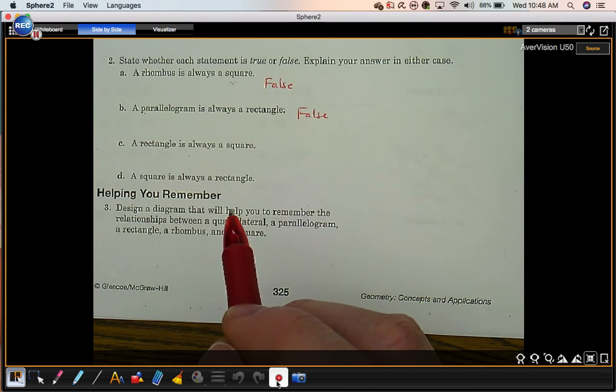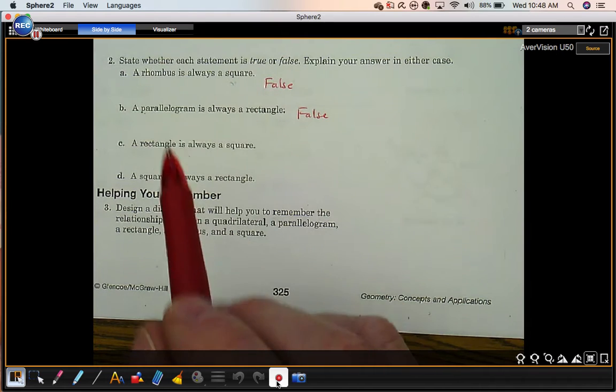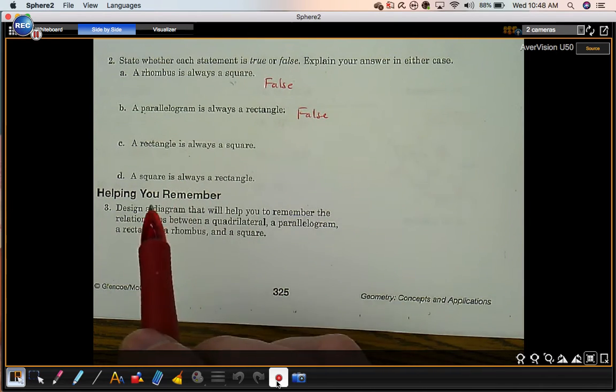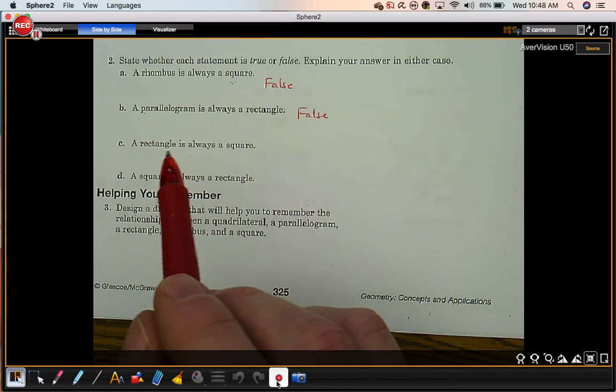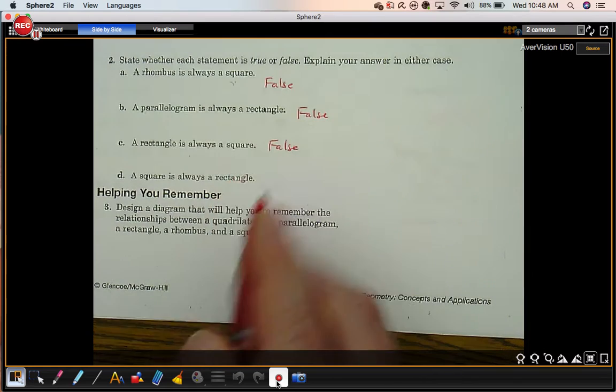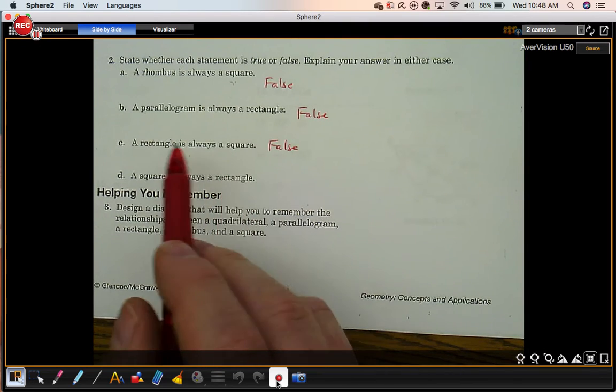Think about the family tree. The square is under the rhombus. That's why it's false. The rectangle is under the parallelogram. That's why it's false. Part C, a rectangle is always a square. That's false. Again, other way around. A square is always a rectangle.